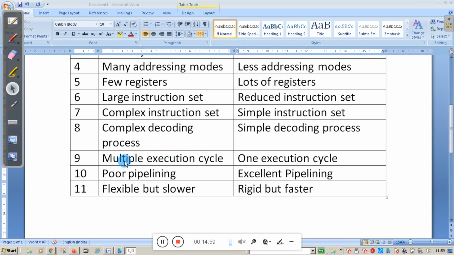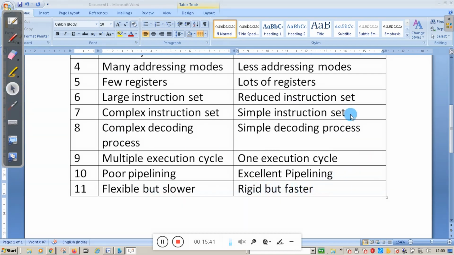So the ninth point is that CISC will take multiple execution cycles, but our ARM will take one execution cycle. And as I explained, the CISC processor has poor pipelining, but the RISC processor has excellent pipelining. I can say the 3-stage pipelining of ARM7 is equivalent to the 6-stage pipelining of a CISC processor. Finally, we can say CISC processors are flexible, but too much flexibility will hit the performance. But RISC processors are rigid, but they give faster and very good performance.